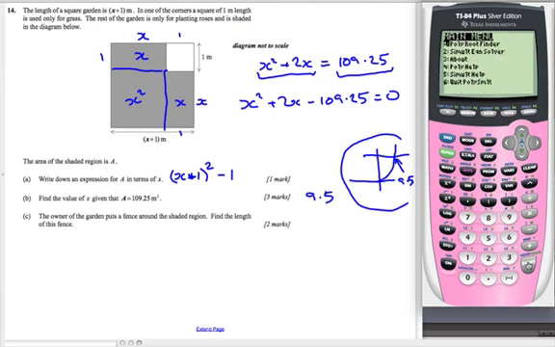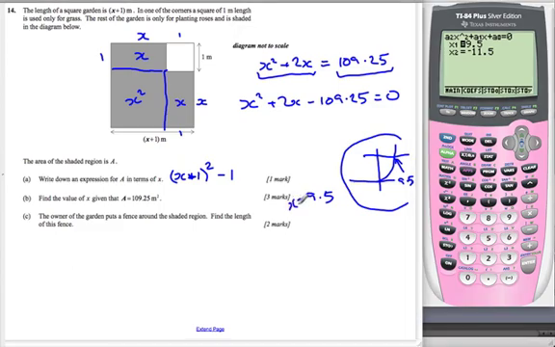I'm going to do the root finder, number 1. Degree of poly is 2 because it's quadratic. You can see I've already put these in before. So we've got coefficient of x squared is 1, coefficient of x is 2, coefficient of the constant term is negative 109.25. If I solve that, I get my 2 solutions. And negative length for a garden doesn't make much sense. So again, we can see we get our solution here, x equals 9.5 meters. So whatever method we do, we get that answer.